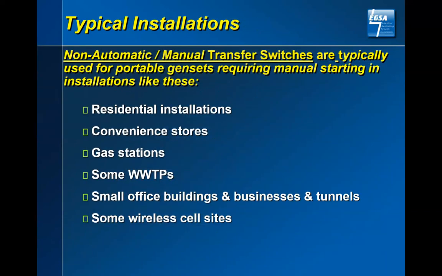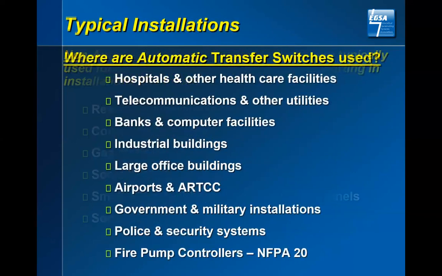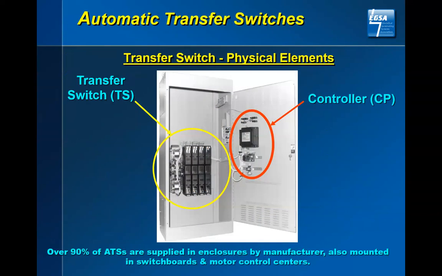Non-automatic transfer switches, obviously residential, convenience stores we've talked about, water treatment plants, small office buildings, and I believe I'm going to remove the wireless cell sites because by today's standards, you require those to be in an automatic situation. Automatic transfer switches, some of these are obvious. Telecom, banking, large office buildings, airports and such. Police and security systems obviously are in that list.